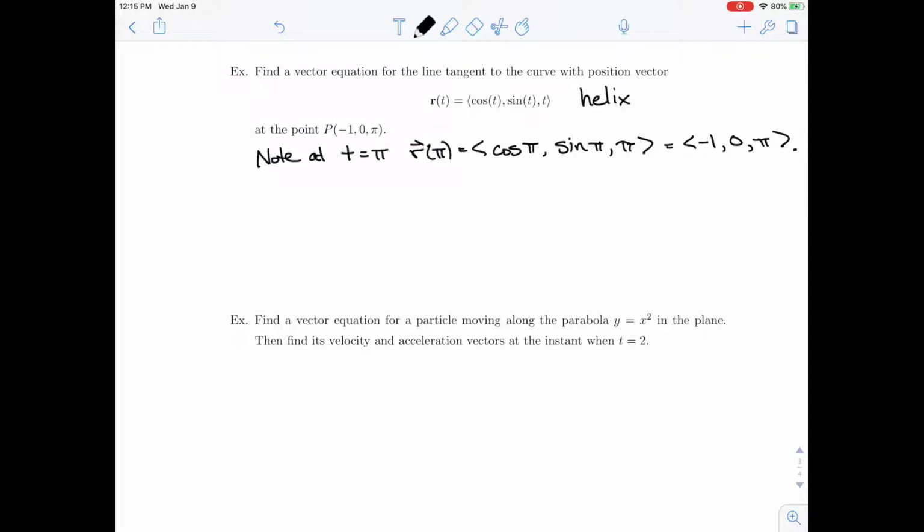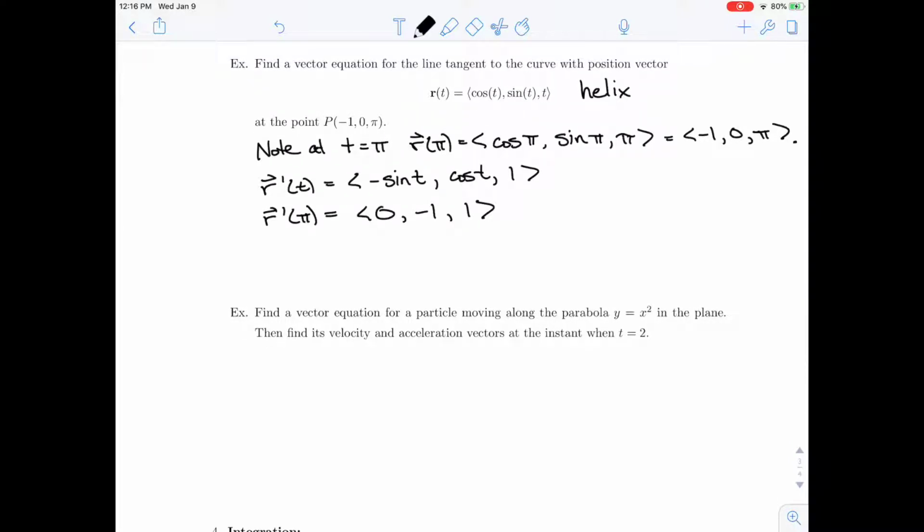We're now going to need a direction for our line. So our direction, we want it to be tangent. So we're going to need a vector that's tangent. That vector will be the derivative, negative sine t, cosine t, and 1. And then the derivative at that particular point, pi, will be 0, sine of pi being 0, cosine of pi being negative 1, and then 1. So now we have our vector that's pointing tangent. And so the line that's tangent is going to be the vector 0, negative 1, 1 times t plus the point that we're starting at, negative 1, 0, pi.